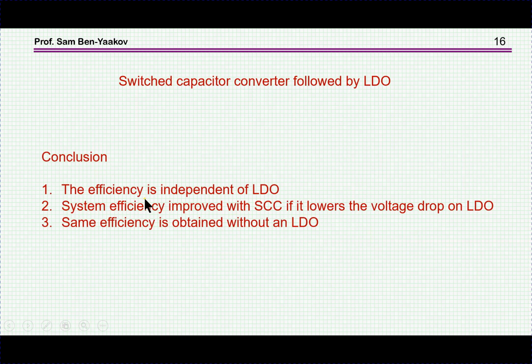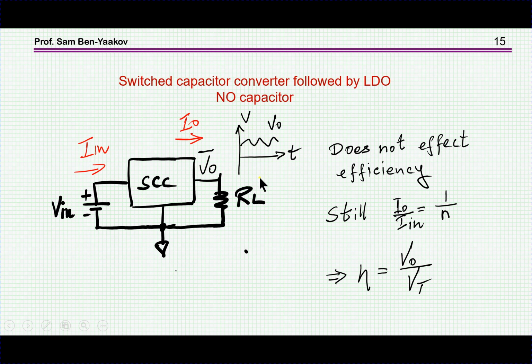Number one is that the efficiency is independent of an LDO connected in series with the switched capacitor converter. Of course, the system efficiency can be improved if you put a switched capacitor converter that lowers the voltage so that the LDO will see a lower voltage. That's obvious. Now, the same efficiency is obtained without an LDO. This is very important. If we don't have an LDO, everything is the same. So I can actually adjust the output with the switched capacitor converter and get the voltage that I want. Maybe it will be more noisy, but as far as efficiency goes, it will be the same.